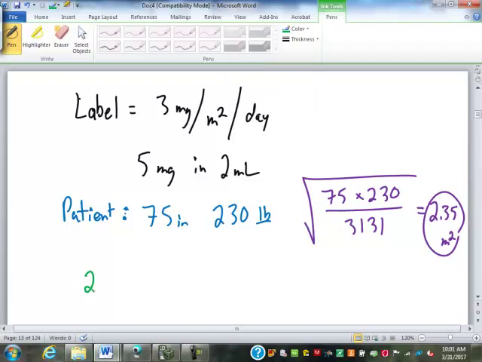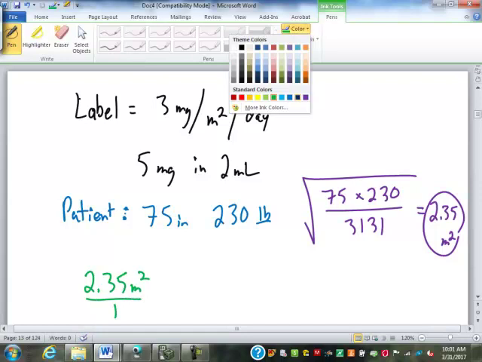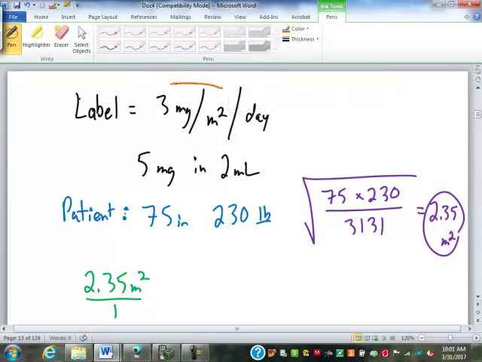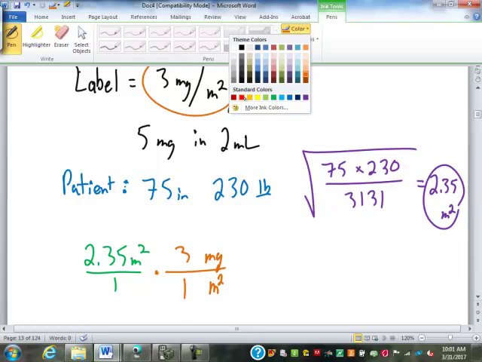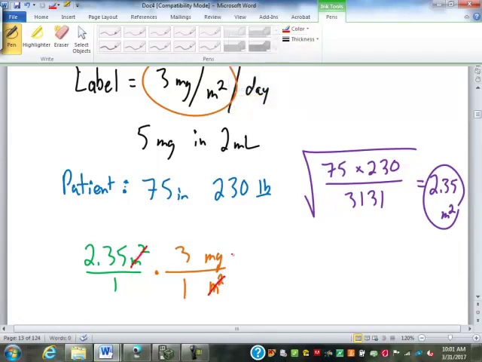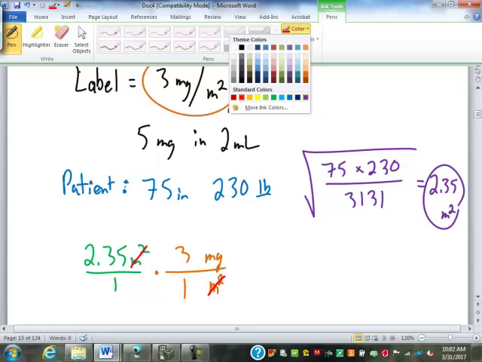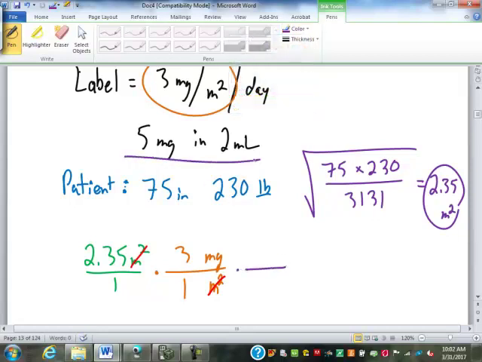So that's what we're starting off with here is 2.35 meters squared. We'll put that over 1. Then we're going to use this 3 milligrams per square meter. So square meters on bottom, milligrams on top. 3 milligrams per 1 square meter. Square meters cancel out. Then we got 5 milligrams and 2 milliliters. So we're going to put 5 milligrams on bottom, 2 milliliters on top. Milligrams cancel.